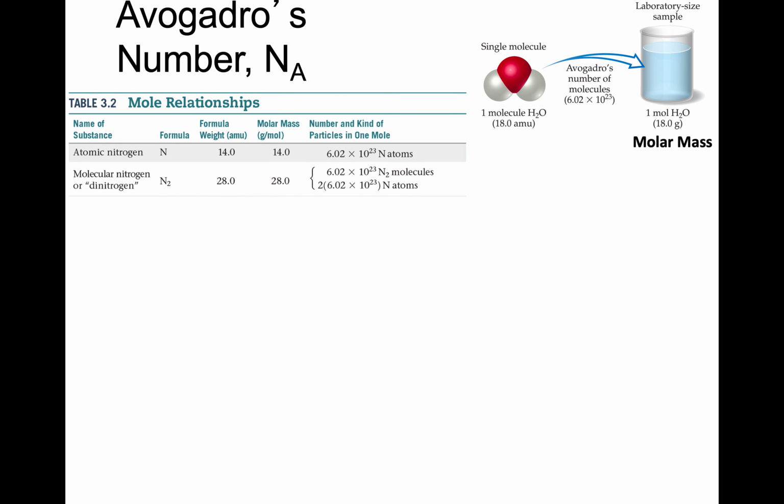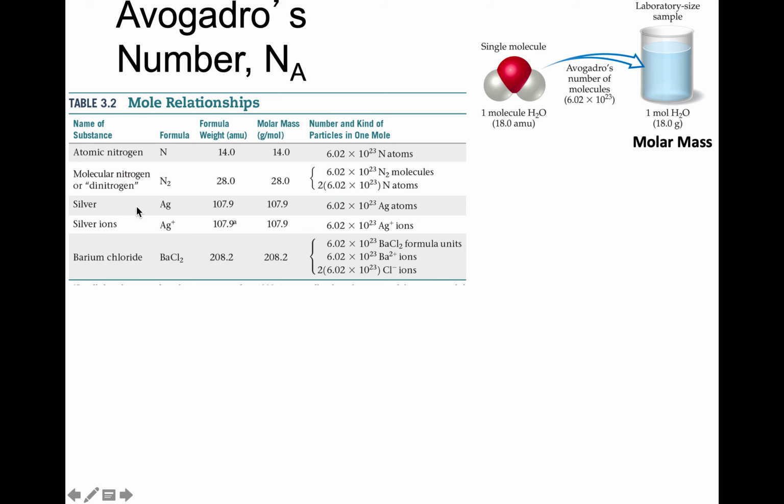This table discusses different mole relationships. It's pointing out that if we think about just having a single atom of nitrogen, it would be in AMU. But if we have Avogadro's number's worth, then it's in grams. That works if it's a single atom, a molecule, an atom or an ion. In each case, the single one has a value in AMU, and if you have a mole's worth, it converts into grams per mole.